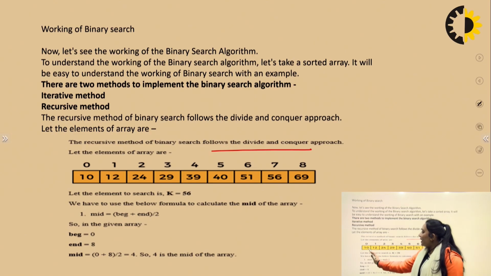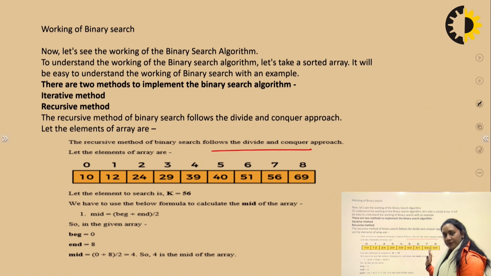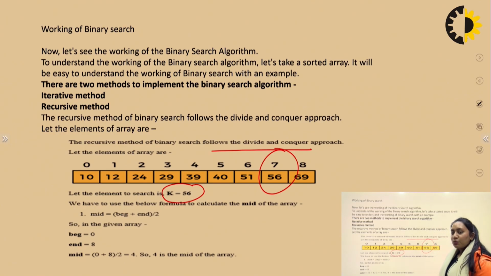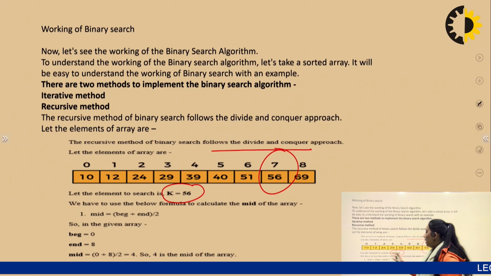So here the elements are already sorted, right? In binary searching, the elements are already sorted. Suppose you need to find k equal to 56. The element to be found is k equal to 56. So first you need to find the mid.